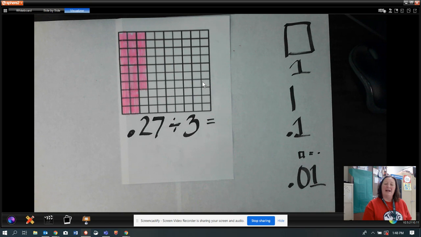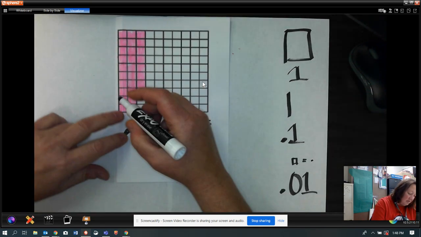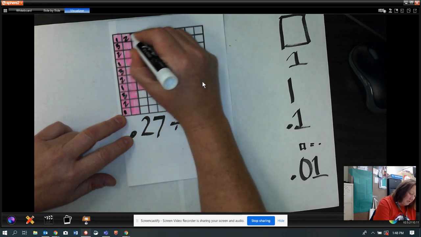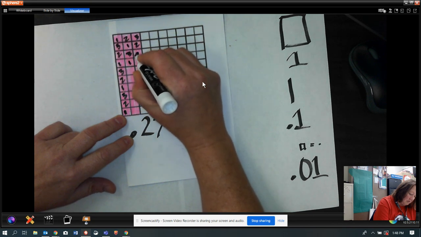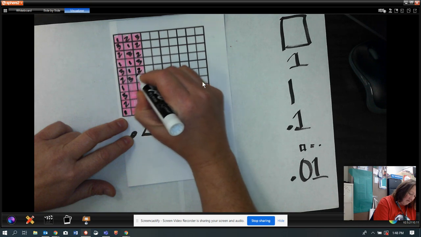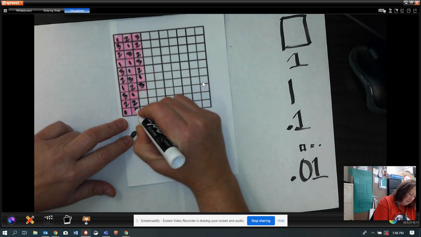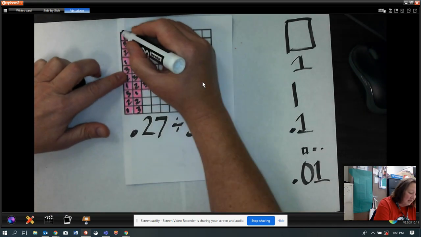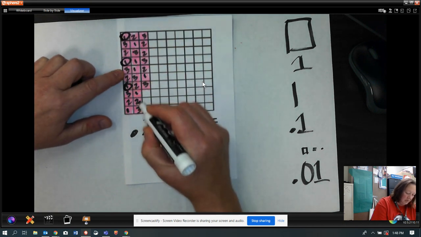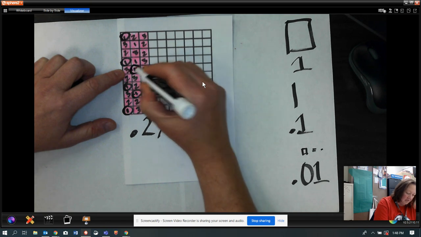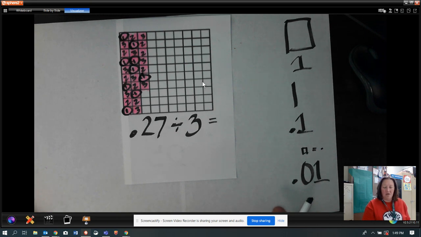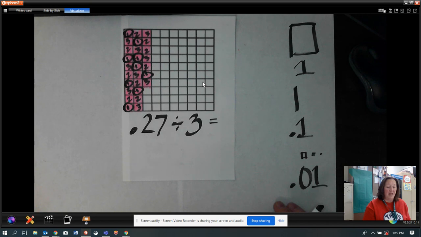Okay. So I could do the same thing. I could count 1, 2, 3, 1, 2, 3, 1, 2, 3, until I have them all counted, right? And then I can see how many are in each group. So I'm going to count the ones again. So that's 1, 2, 3, 4, 5, 6, 7, 8, 9. 9 of them were numbered 1. So that means each of my 3 groups would have 9 hundredths in it.